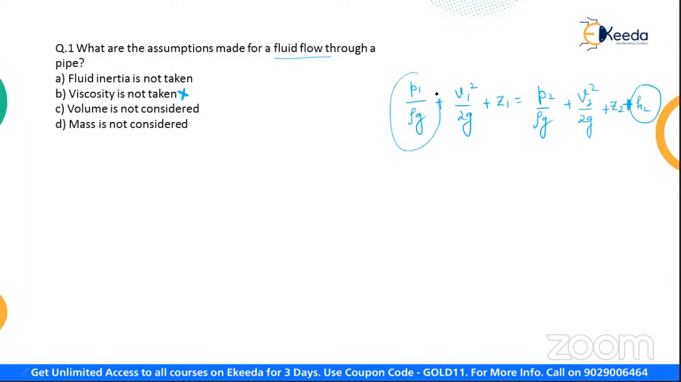Then these entities are not the pressure, or in general, these are the energy per unit volume. That means the volume is not considered, which is also a wrong assumption. Then mass is not considered. This rho, that is the density of the water, the density of the material, is considered.